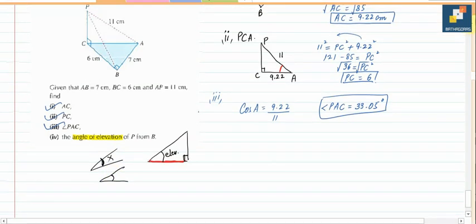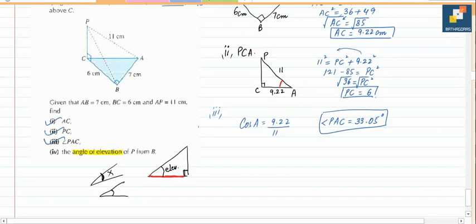So it says find the angle of elevation of P from B. Now P is the point up at some height and B is the point down. So angle of elevation is basically from bottom to top. That means this angle Y is your angle of elevation.